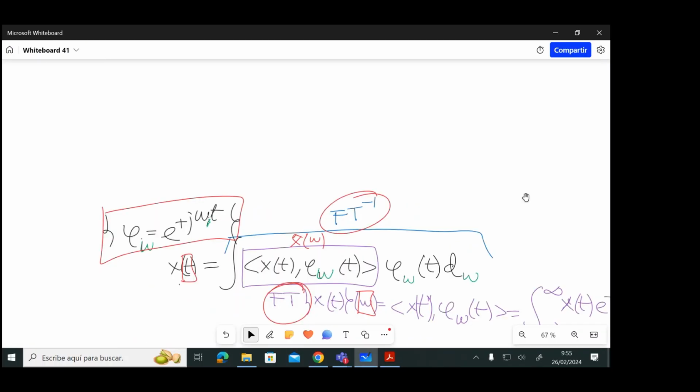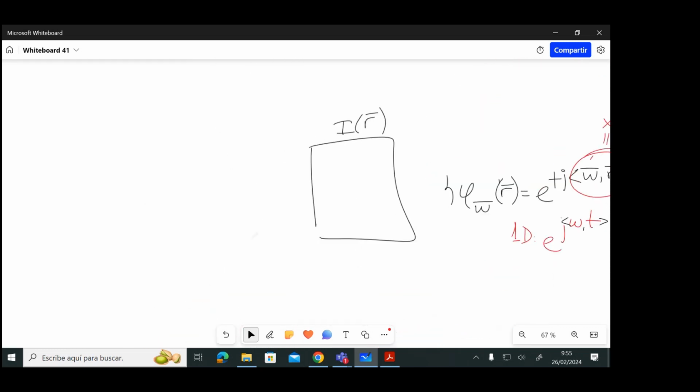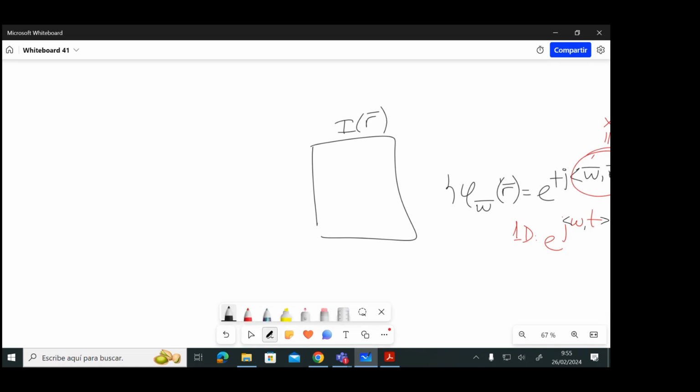Okay, so let's do it here. So if my image has, let's say, R rows and C columns. So the last one is R minus 1, the last one is C minus 1. So it has R rows and C columns.